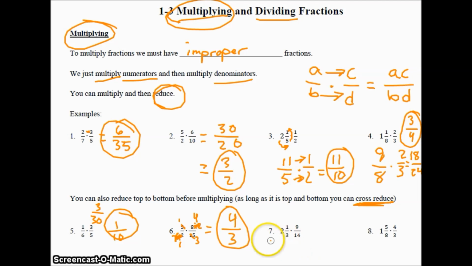All right, ready to check your work? Good. Let's take a look. 2 times 3, 6 plus 1, 7. So we get 7/3. Multiplied by 9 over 14.